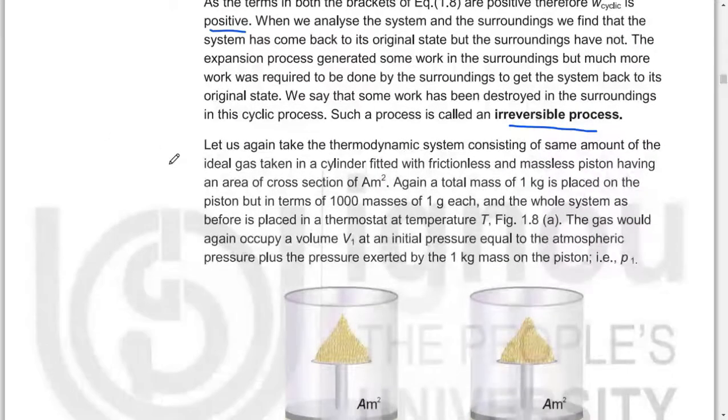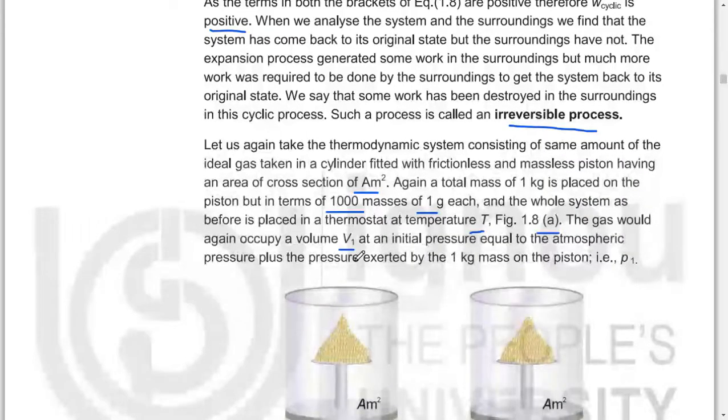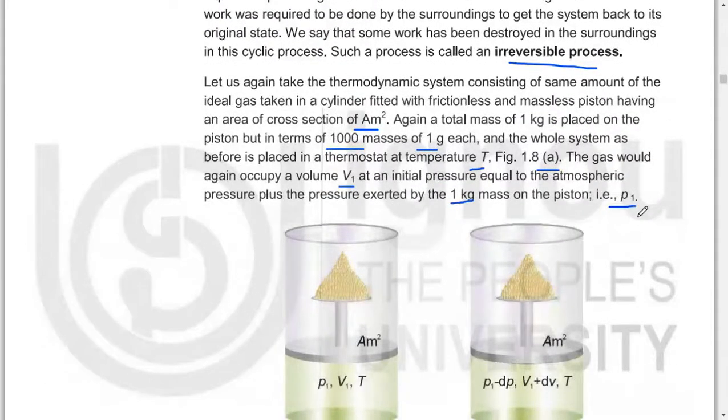Let us again take the thermodynamic system consisting of the same amount of ideal gas in a cylinder fitted with a frictionless and massless piston having an area of cross section A cm². Again, a total mass of 1 kilogram is placed on the piston, but in terms of 1000 masses of 1 gram each, and the whole system as before is placed in a thermostat at temperature T, figure A. The gas would again occupy a volume V1 at an initial pressure P1, equal to the atmospheric pressure plus the pressure exerted by the 1 kilogram mass on the piston.